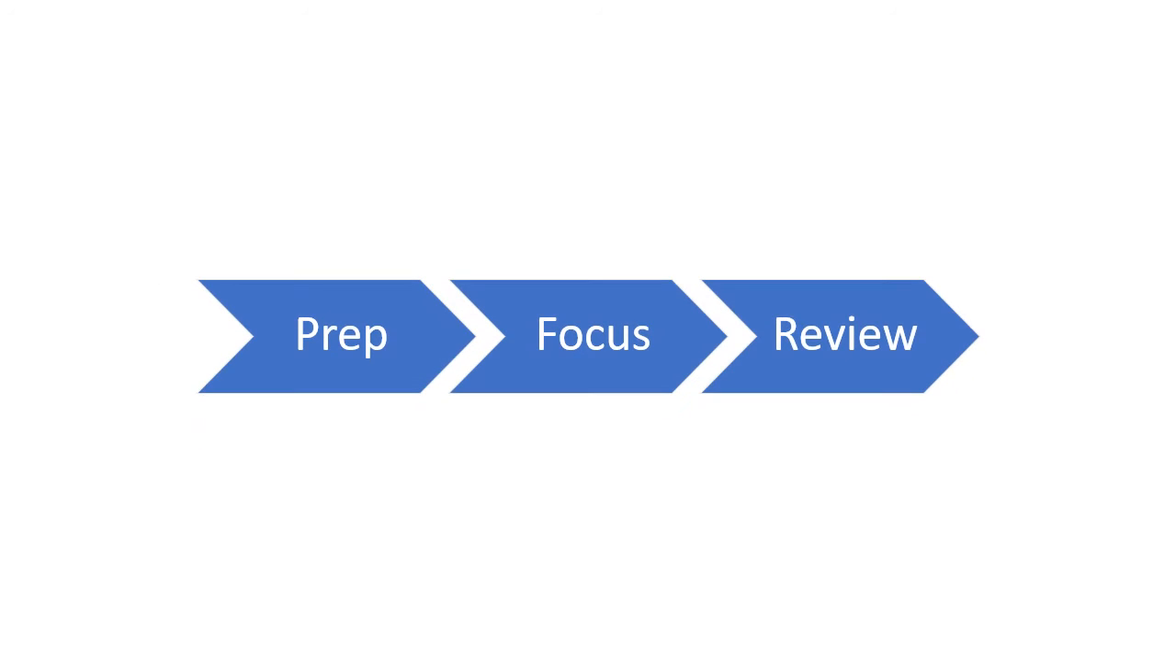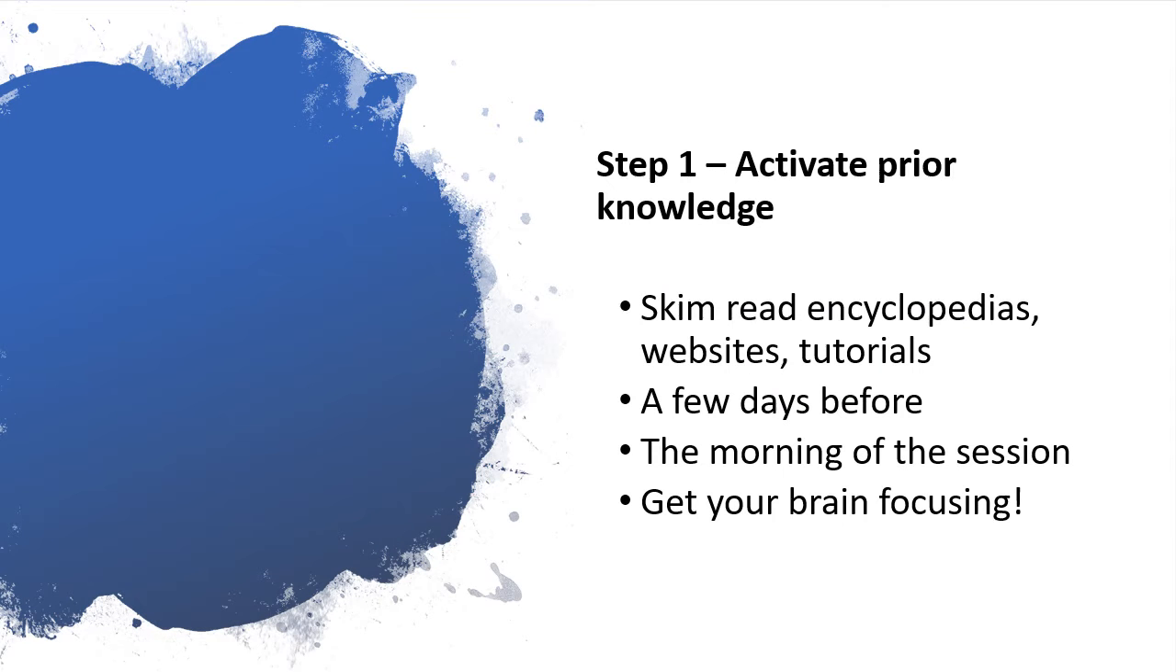So I'm going to show you a really simple process. There are basically three big stages. We're going to do something to prepare for any class or information overload kind of event. We're going to learn to focus our attention during that event, and we're going to find a good way to review after the event.